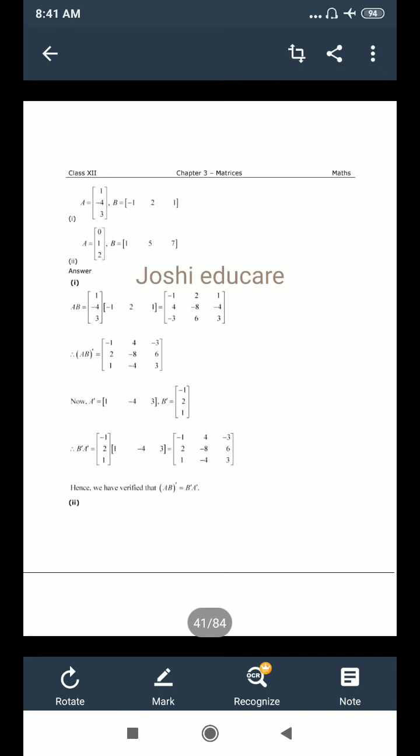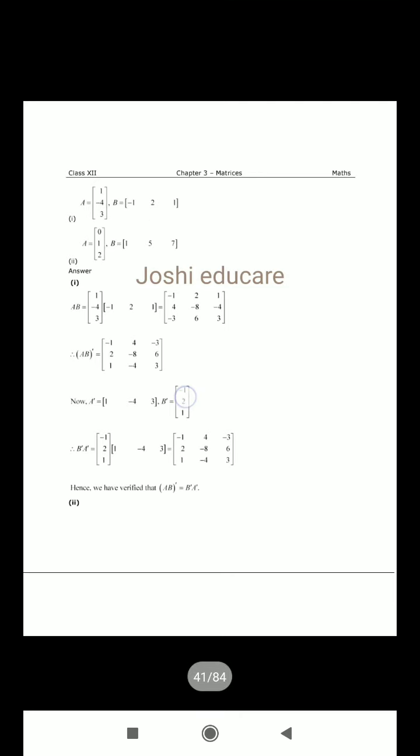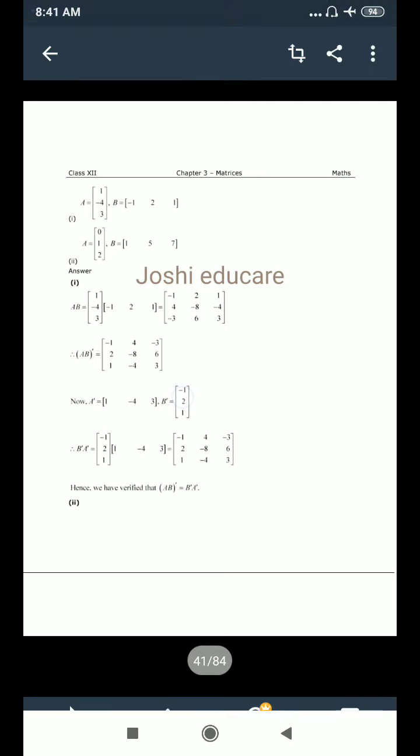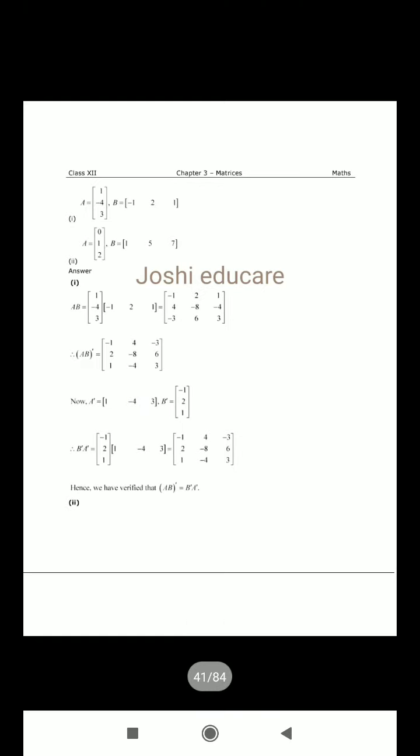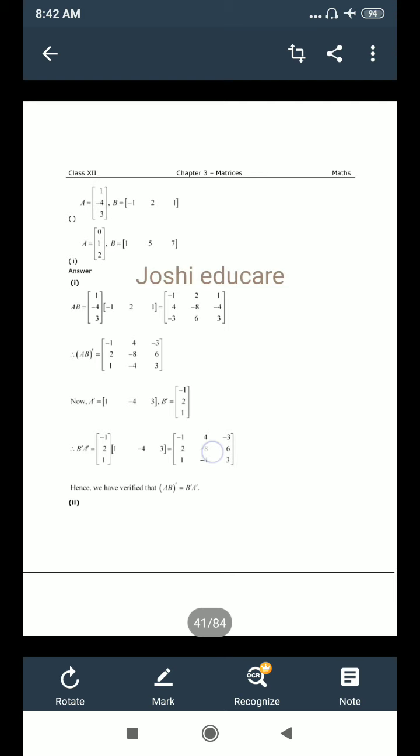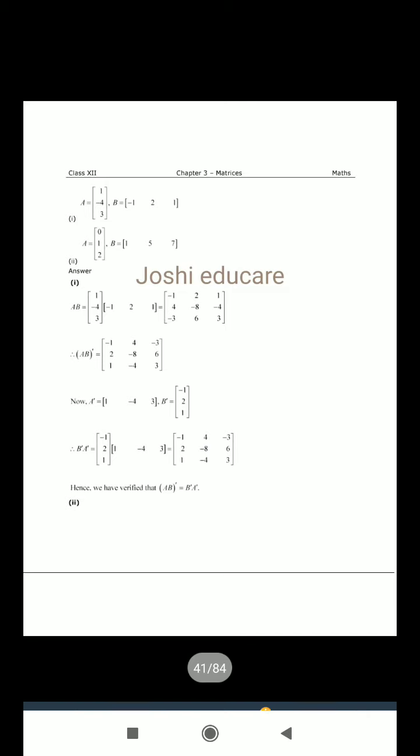Now second step, find A transpose. So we have taken transpose of this. It is a column matrix, it will become a row matrix, and B transpose. Now take the product of B transpose into A transpose. So first we have written B transpose and then A transpose. Your product is equal to this much. So you just verify that AB whole transpose is equal to B transpose into A transpose. I am not explaining the multiplication because I am presuming that you have done exercise 3.2, so you know the multiplication.